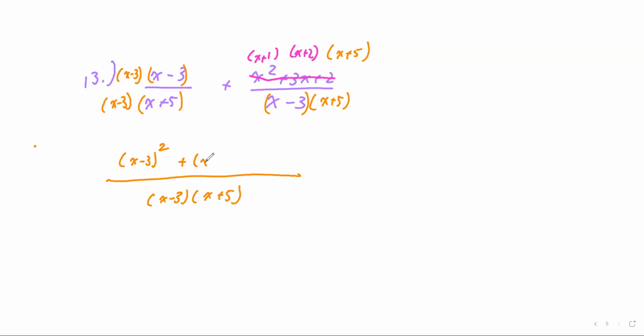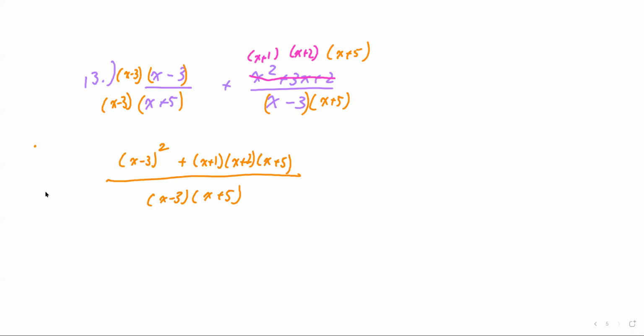So this would be x plus 1 times x plus 2 times x plus 5. Now here is the issue. I went ahead and factored this because I assumed maybe I might be able to cancel anything. That doesn't always happen. So it might be easier to keep it in its original form because I'm going to have to multiply all this and then combine like terms.